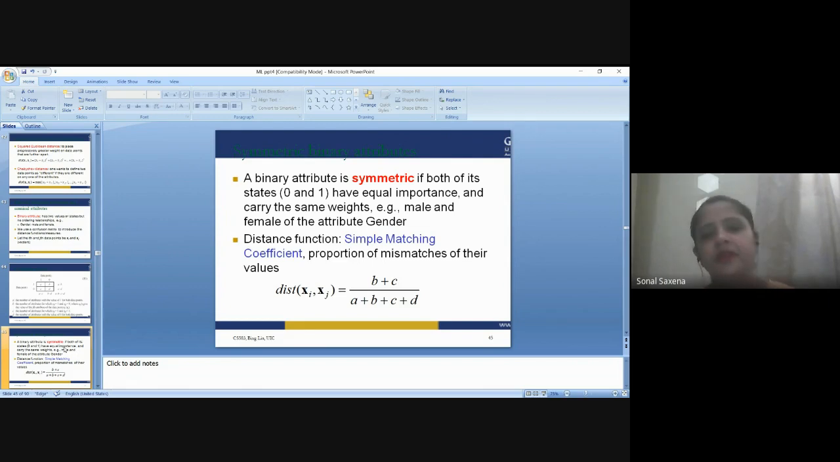Now, symmetric binary attributes. A binary attribute is symmetric if both of its states, 0 and 1, have equal importance and carry the same weight. Example, male and female of the attribute gender. Now, what is the distance function? Simple matching coefficient, the proportion of mismatches of their values. Distance of xi and xj is given by b plus c divided by a plus b plus c plus d.